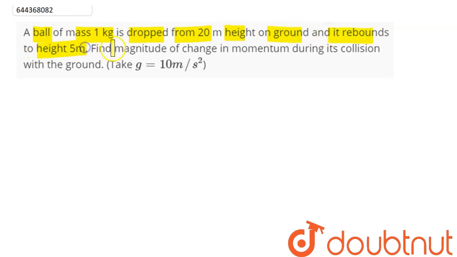Question is, a ball of mass 1 kg is dropped from 20-meter height on ground and it rebounds to height 5 meter. Find magnitude of change in momentum during its collision with the ground.